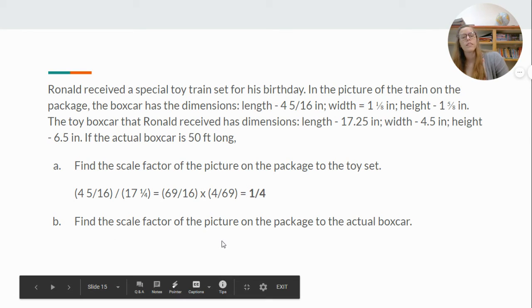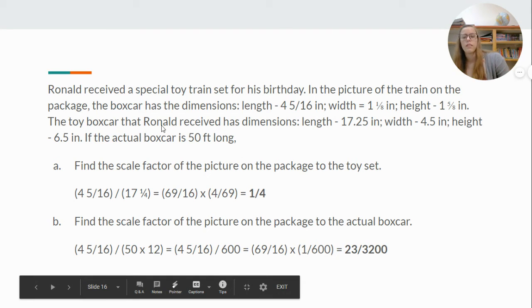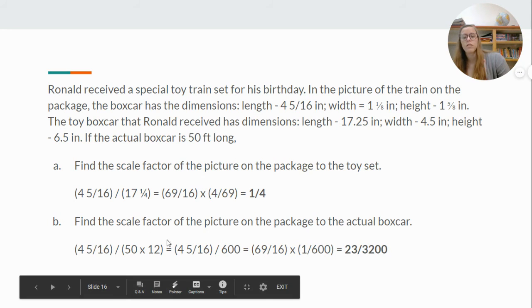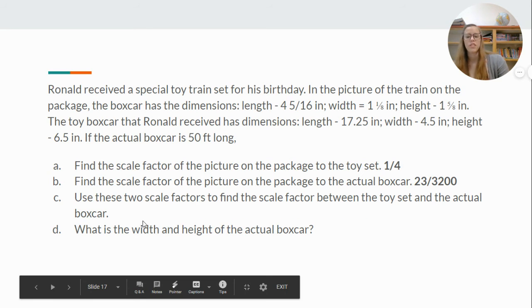Then we want to find the scale factor of the picture on the package to the actual boxcar. So we're going to do the same thing. We'll take the length of the picture divided by the length of the boxcar, which is in feet, so that's why we have the 12 to make it in inches. So we get 4 5/16 divided by 600 inches. Then again, we simplify to make it easier. So the scale factor of the picture on the package to the actual boxcar is 23/3200.